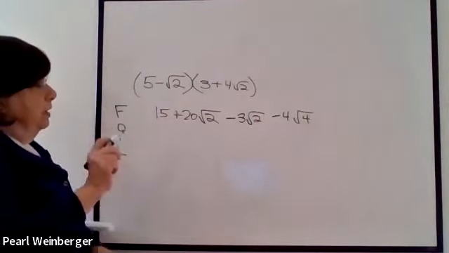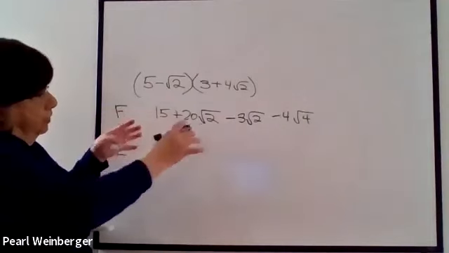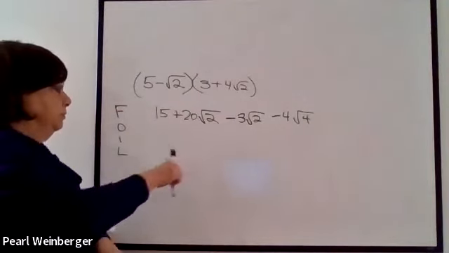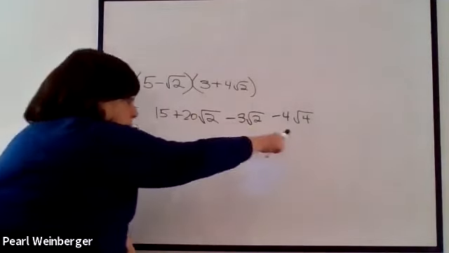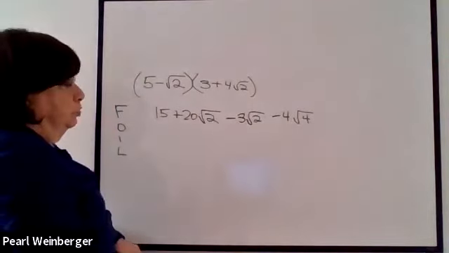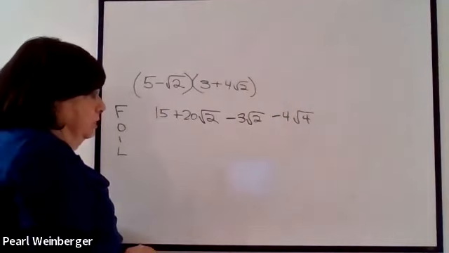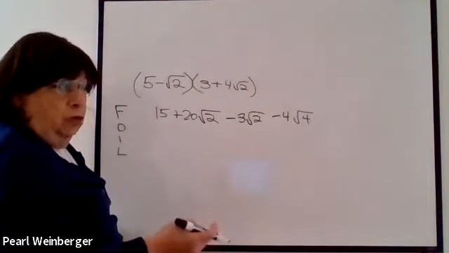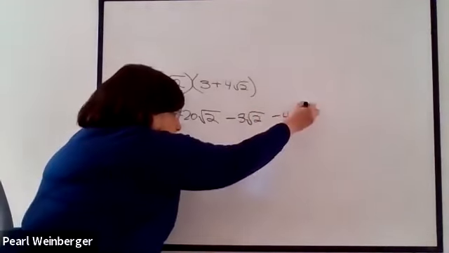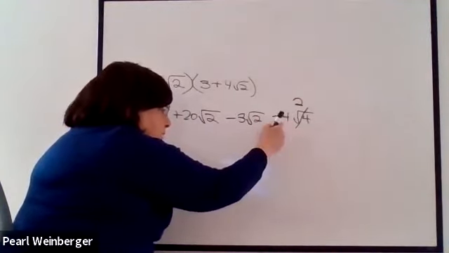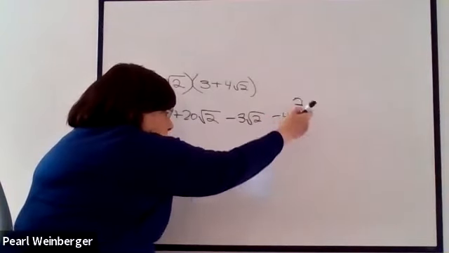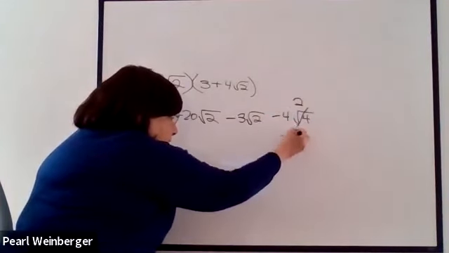And I just want to make a comment. Well, let me finish this and then I'll make my comment. As soon as I see square root of 4, I know I can simplify it because 4 is a perfect square. This square root of 4 is just a plain 2. So this becomes negative 4 times positive 2, which is negative 8.